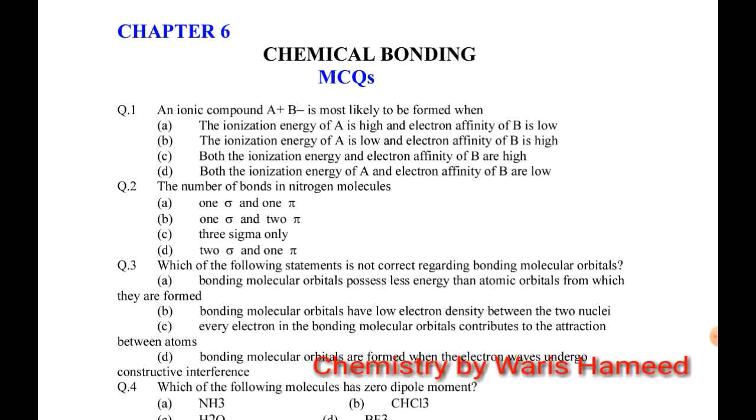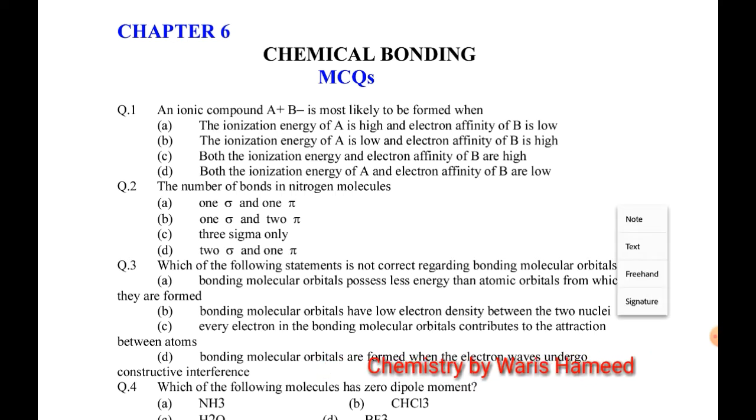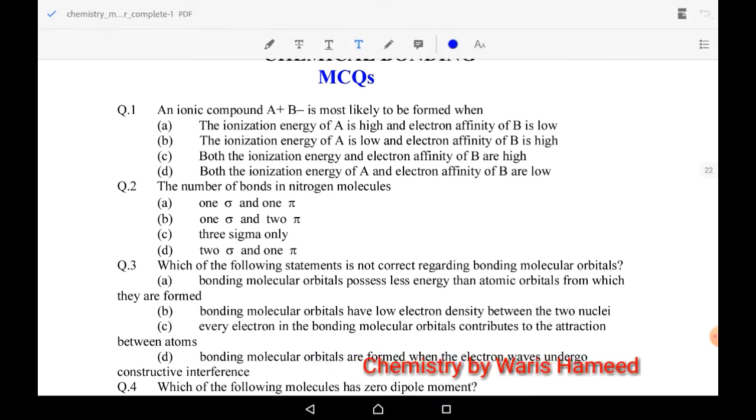An ionic compound A plus B is most likely to be formed when? If we have to form any ionic compound, the ionization energy of the first element should have a lower value and the electron affinity of the second element should have a higher value. In this case, the ionization energy of A is low and the electron affinity of B is high. So its correct option is B.